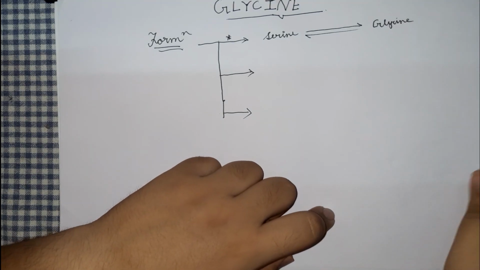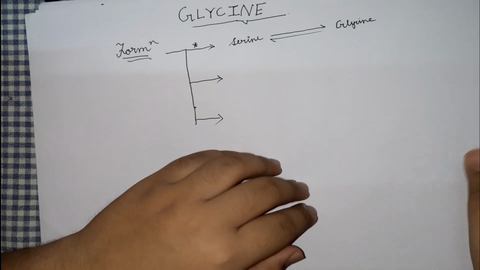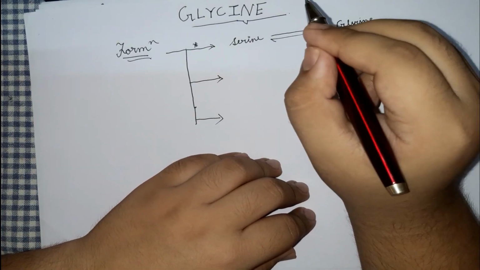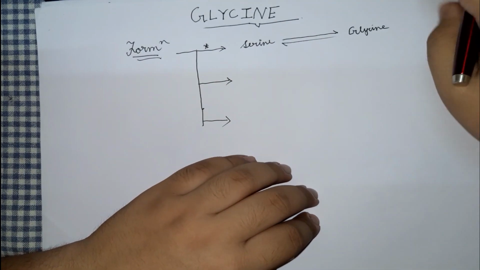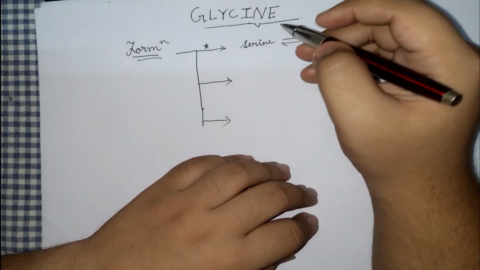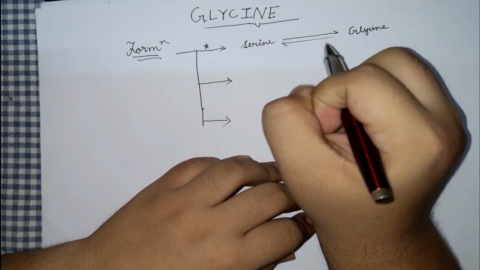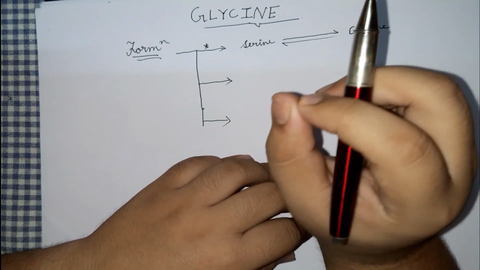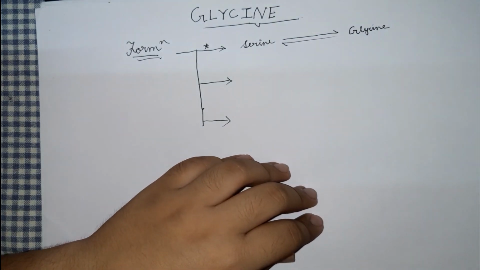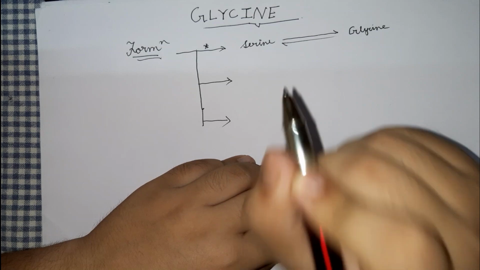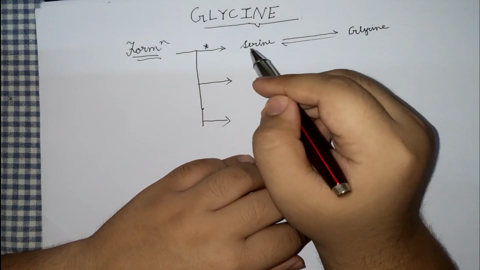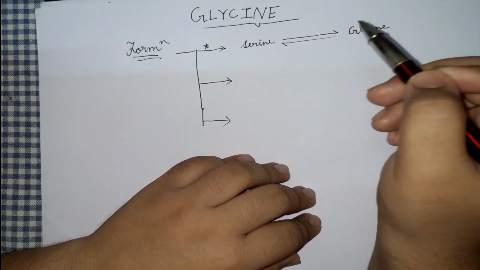All right, this is the reaction. This is typically the reaction, but obviously this is not finished. What is happening in this reaction? For knowing what is happening in this reaction, we need to have a little bit of an idea about what the molecular structures of serine and glycine are.